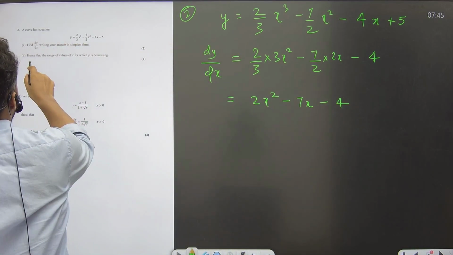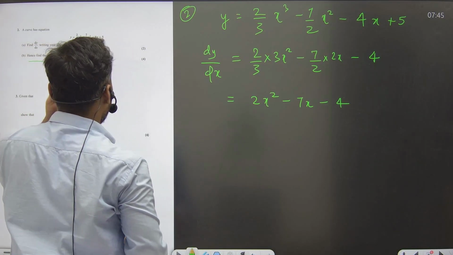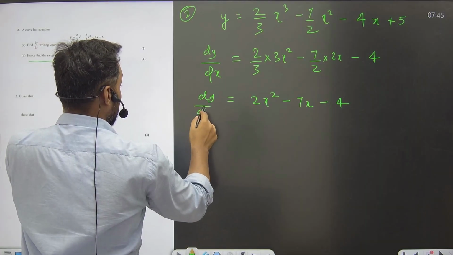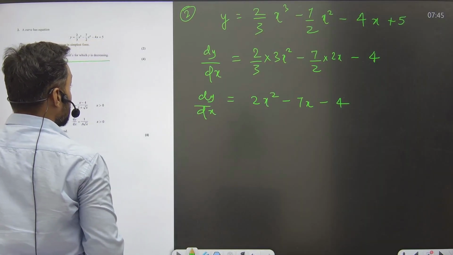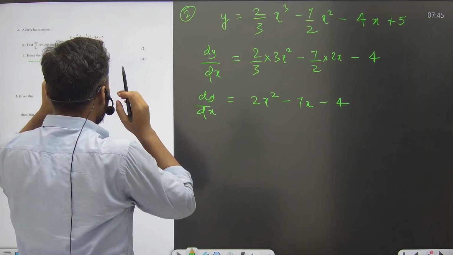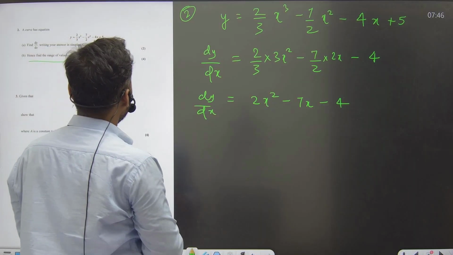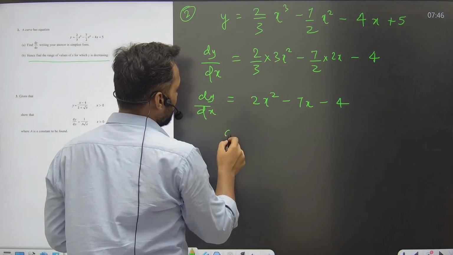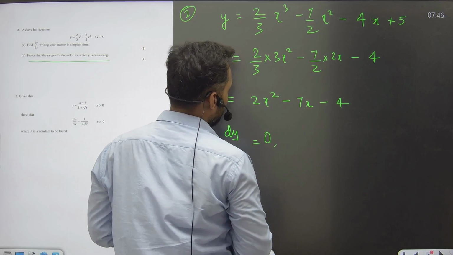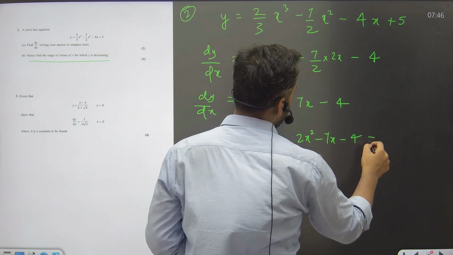In the second part: hence find the range of the values of x for which y is decreasing. dy by dx we have got. So whatever they have asked for is the range of values of x for which y is decreasing. So what we need to do is find the critical points of this equation. So we'll get 2x squared minus 7x minus 4 equals 0.